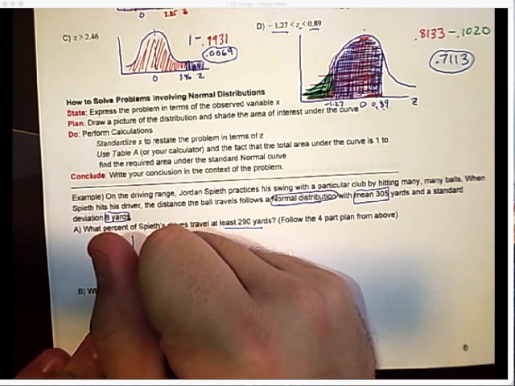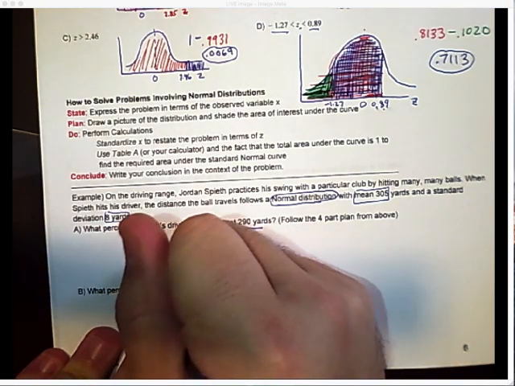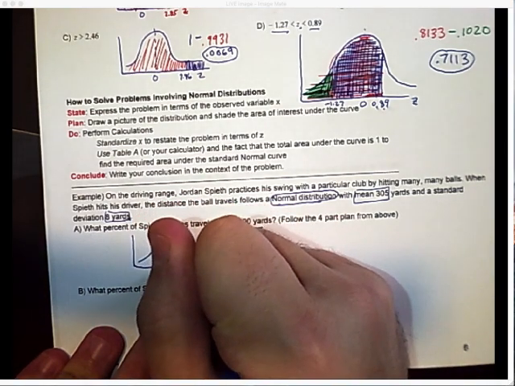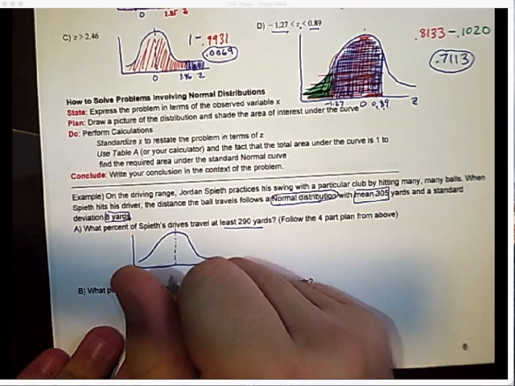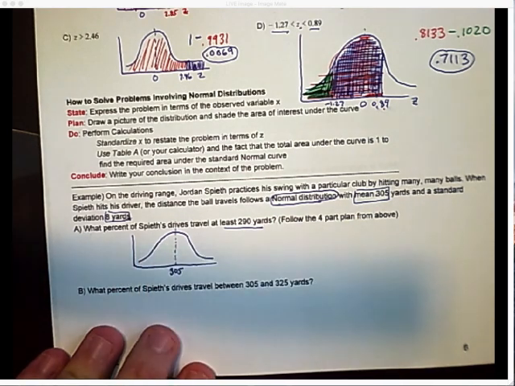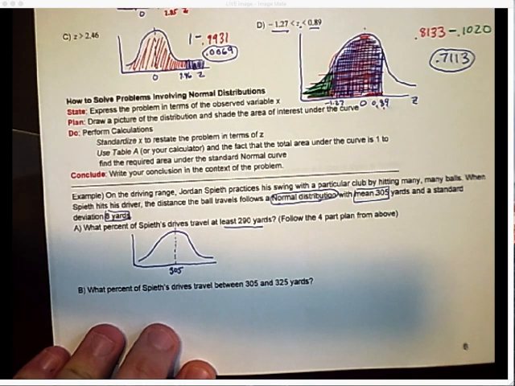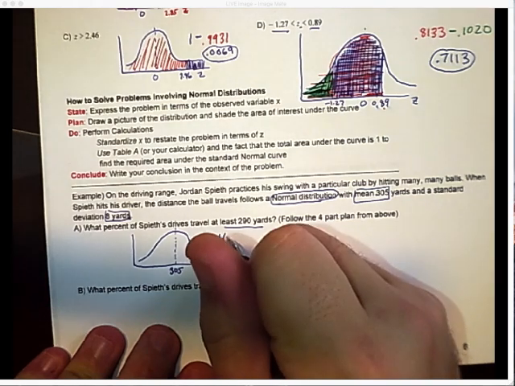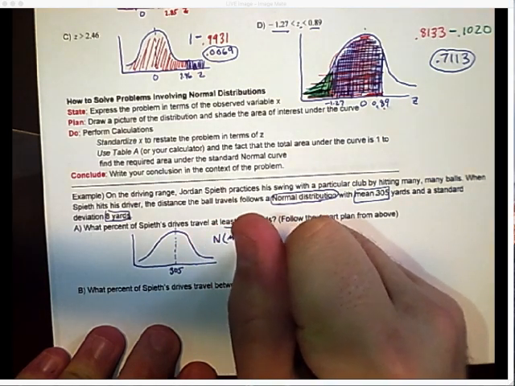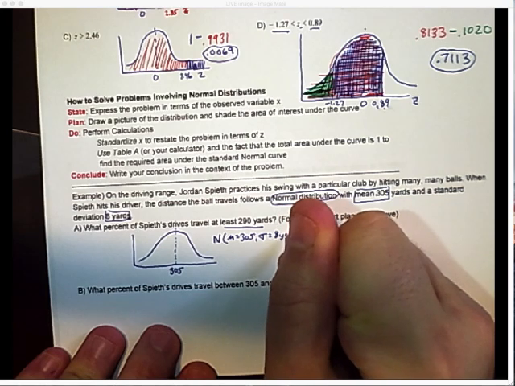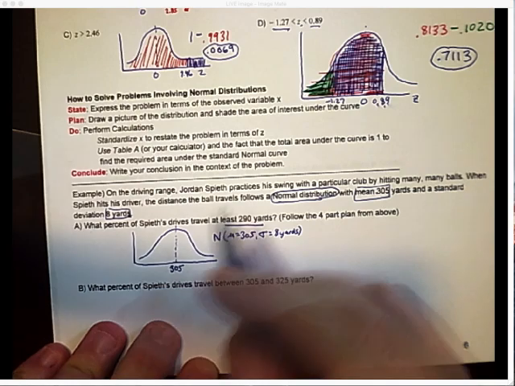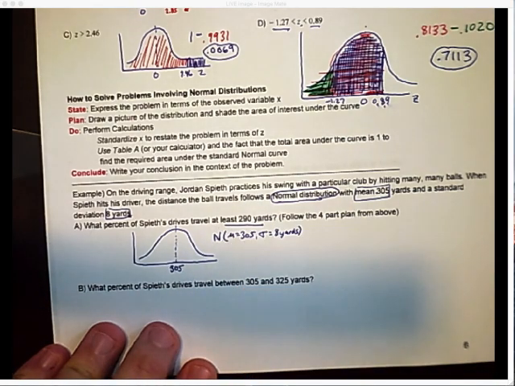So if we were to draw this, we would draw a normal curve. What value goes down the center? Well, 305 does. And I'm going to tell the reader Jordan Spieth has a normal driving curve, and his mean is 305, and his standard deviation is 8 yards. We want to know how many of his drives travel at least 290.